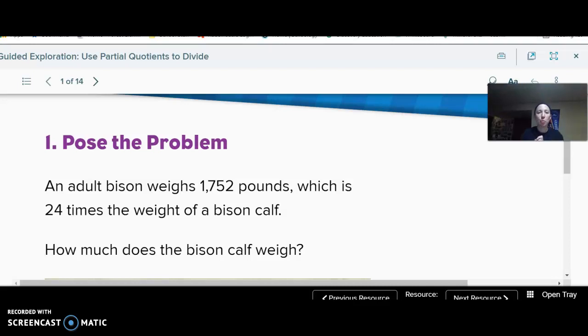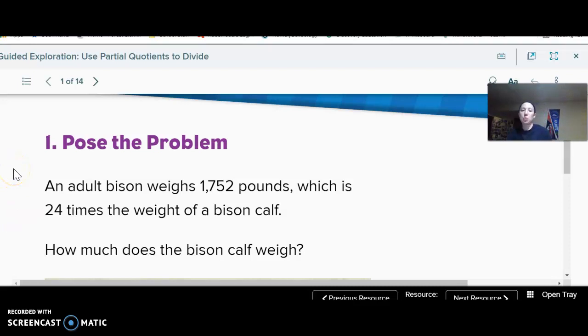7.5. Here we go. Use partial quotients to divide. So hopefully by the end you can say, I can record partial quotients using a strategy. So it's very similar to the last lesson, just the way of writing it is a little more efficient. So you don't have the subtraction separate from the area model where you're doing the partial quotients. It's kind of all together.